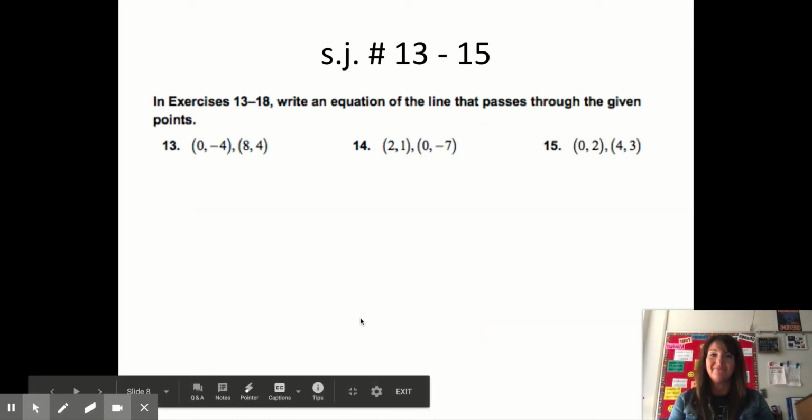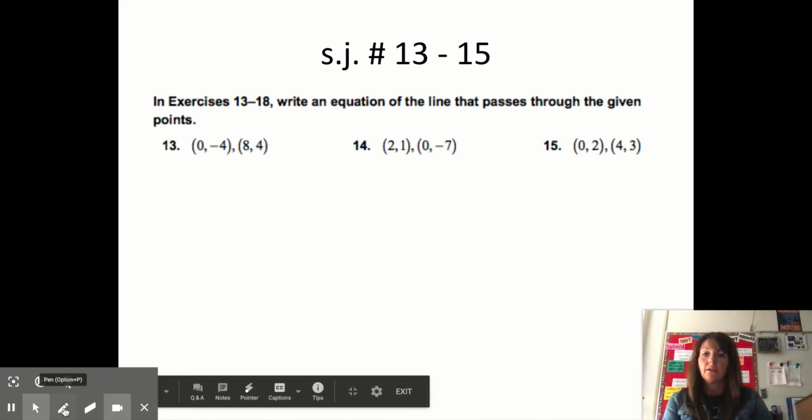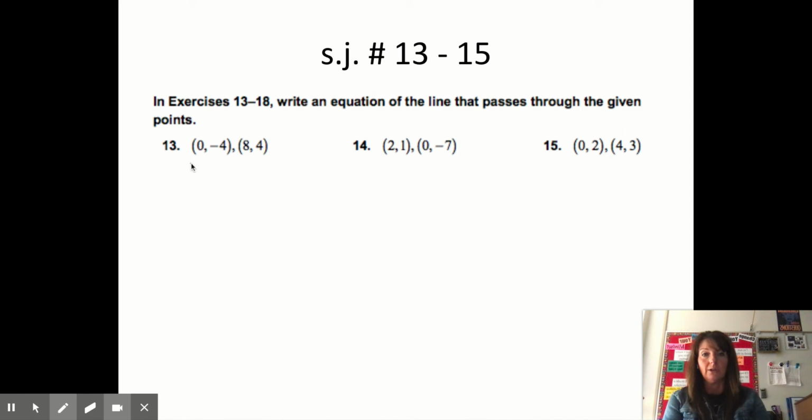So we will try some numbers 13 through 15 in your student journal. So go ahead and calculate the slope. And it really doesn't matter which point you start with. It just matters that you do it in the same way for your change in x and the same way for the change in y. So I always just go to the second one and subtract this way.